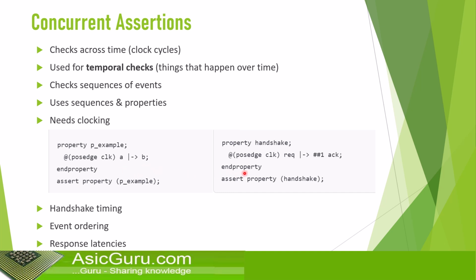This is another example. Here we have defined a property called handshake. Inside this property, we are specifying that at every positive edge of the clock, if request is high, then acknowledgement should be high exactly one cycle later. These assertions are very useful for checking handshake timings, event ordering, and response latencies. In short, concurrent assertions help us track and validate time-based behaviors that are critical for design correctness.